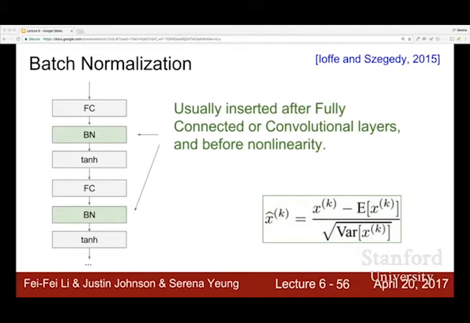All of these details are explained very clearly in this paper from 2015. This is a very useful technique that you want to use a lot in practice. You want to have these batch normalization layers. You should read this paper, go through all of the derivations, and also go through the derivations of how to compute the gradients given this normalization operation.